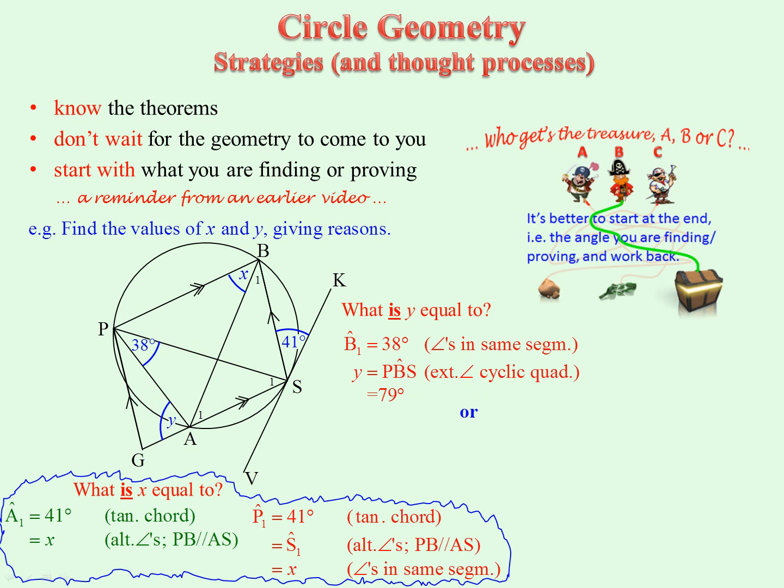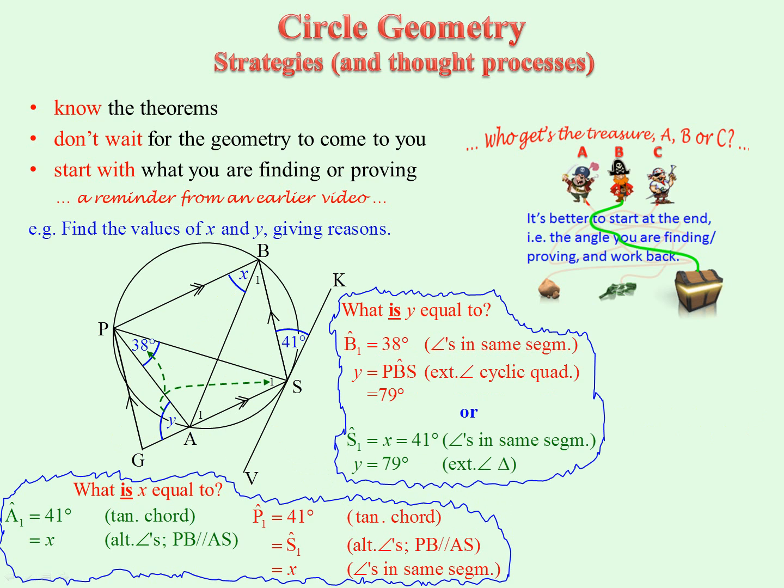Or we could go about it another way, and that is the exterior angle triangle. Y is equal to that plus that, so all I need to know is that. Well, that there is equal to that one by angles in the same segment. So therefore y is 79 degrees.